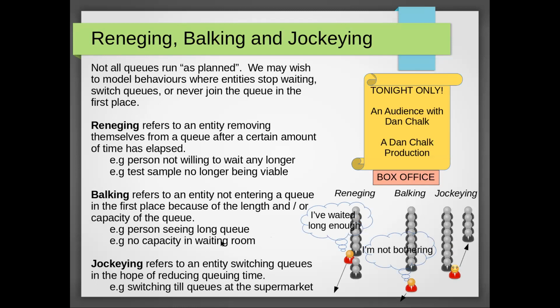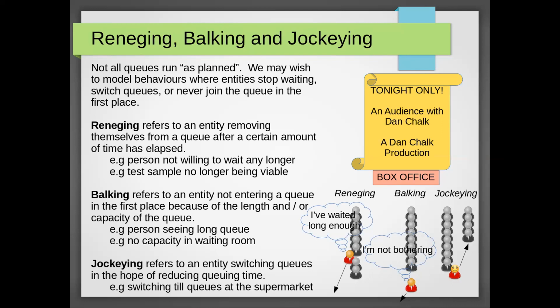Now, of course, when we're dealing with human beings as our entities, one thing we need to factor in is the way in which people behave. Because when they're waiting for things, they will have certain behaviors depending on what they're waiting for and various characteristics of the queue. So sometimes, not always, it's important not to just assume that the queues in your system are going to run exactly as planned. In fact, we may need to model behaviors where entities either stop waiting, or switch queues, or never decide to join the queue in the first place.